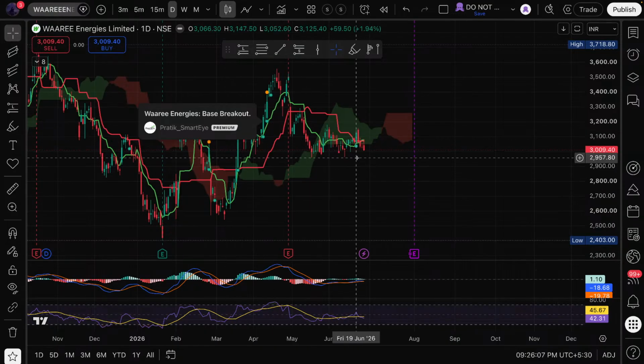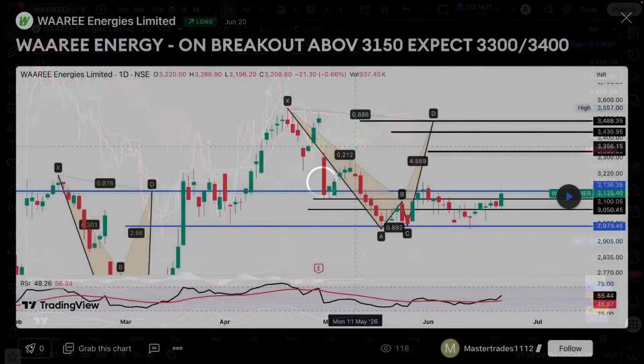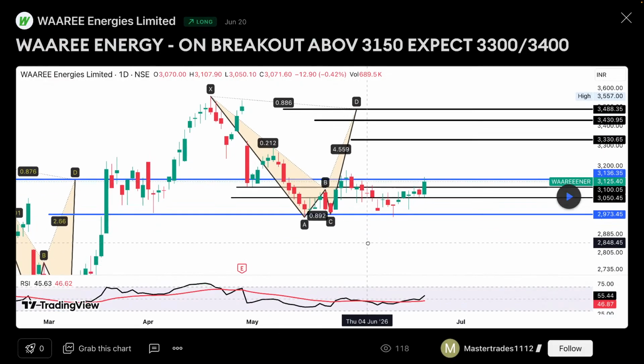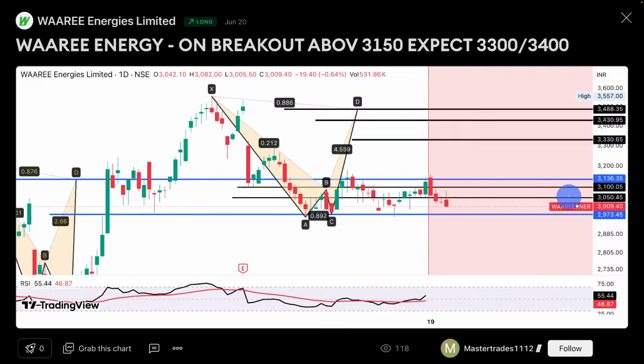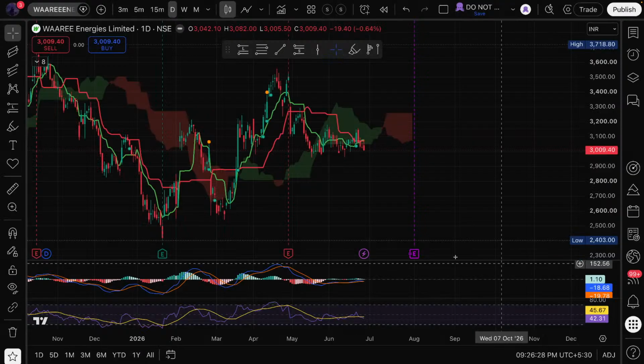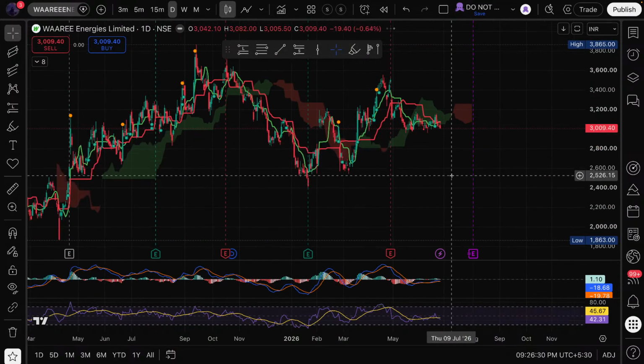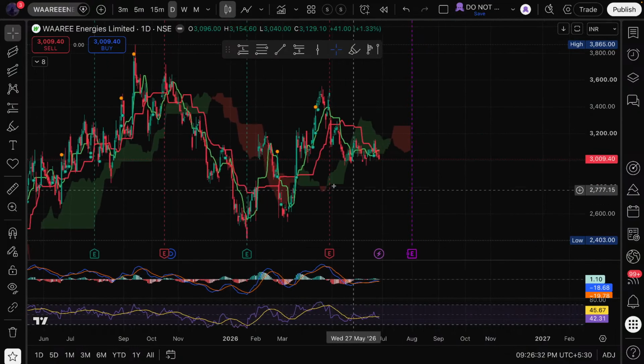So let's see. There is one study which people have done. What does it say? On breakout above 3150. I think this is where he's saying 3150. Okay, this one, let's see how it went. It went down. All right, great. Okay, this is mainly because of the news it affected.